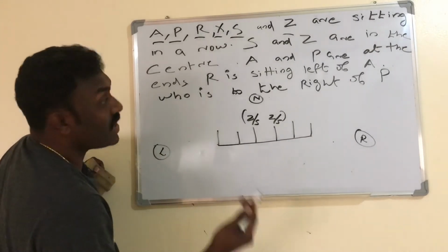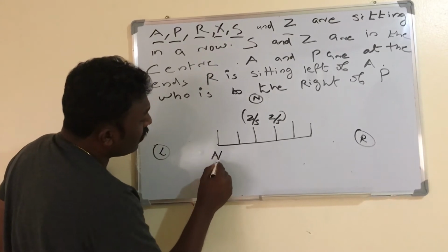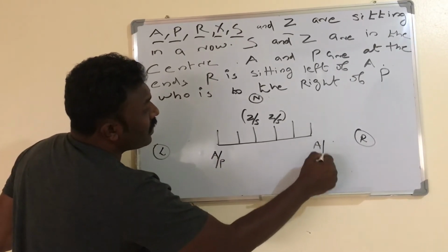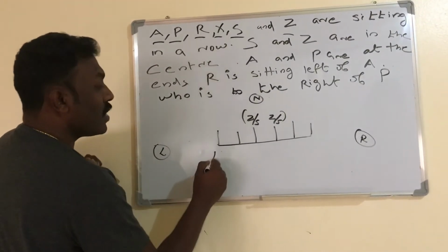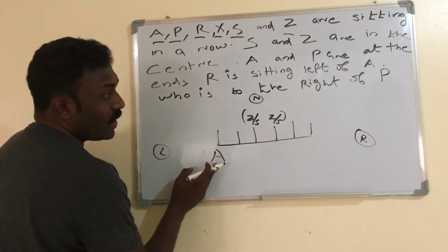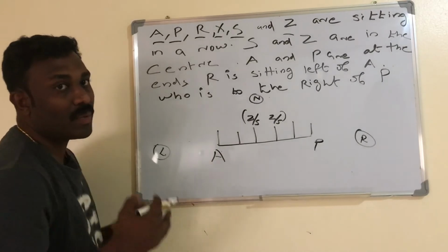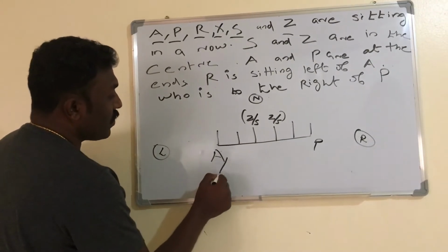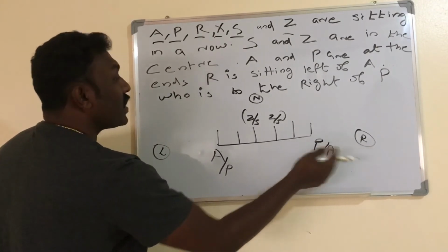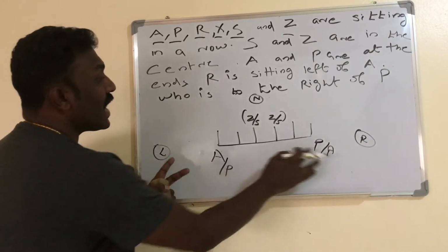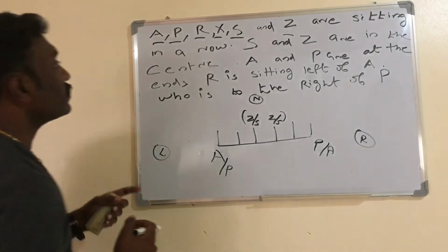We don't know which end. They told that A and P are at the ends. Maybe A comes here or P comes here. We don't know, like I cannot draw it now. I know that either A or P will be at an end, because A and P are at the ends, but which alphabet is coming at which end, I don't know. So I assume that maybe A or P will come here, or P or A will come here. But I am sure that A and P are somewhere at the ends of the row.